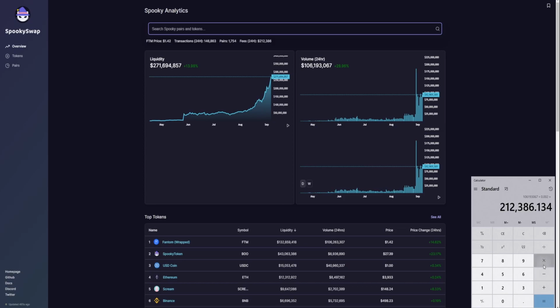Now, if we annualize this, so times 365, so we assume that for the next 365 days we're going to be getting around the same revenue, that's around $77.5 million in revenue from this decentralized exchange. This is just from swapping fees.